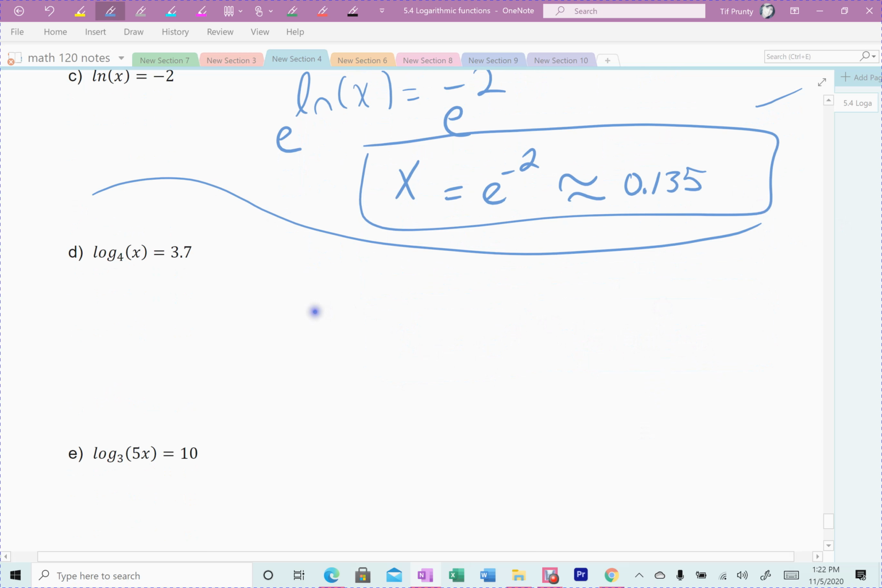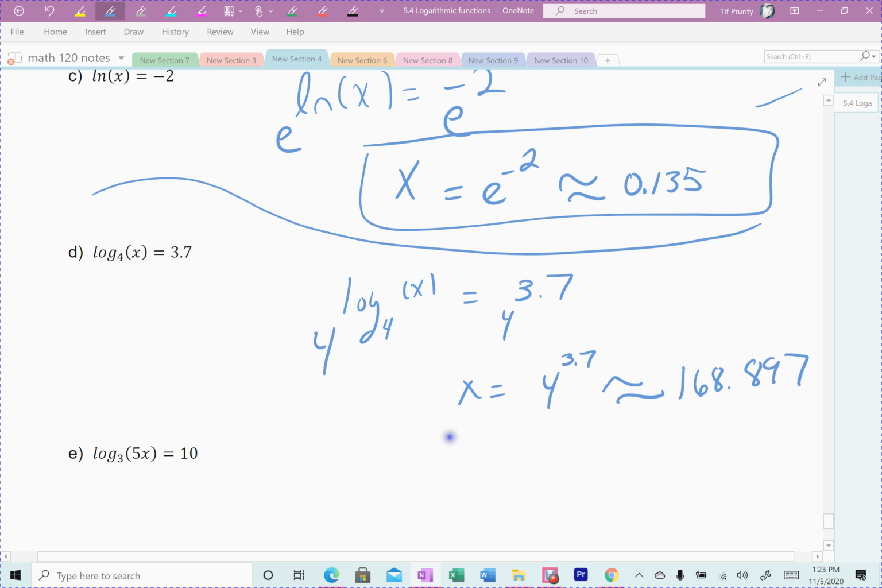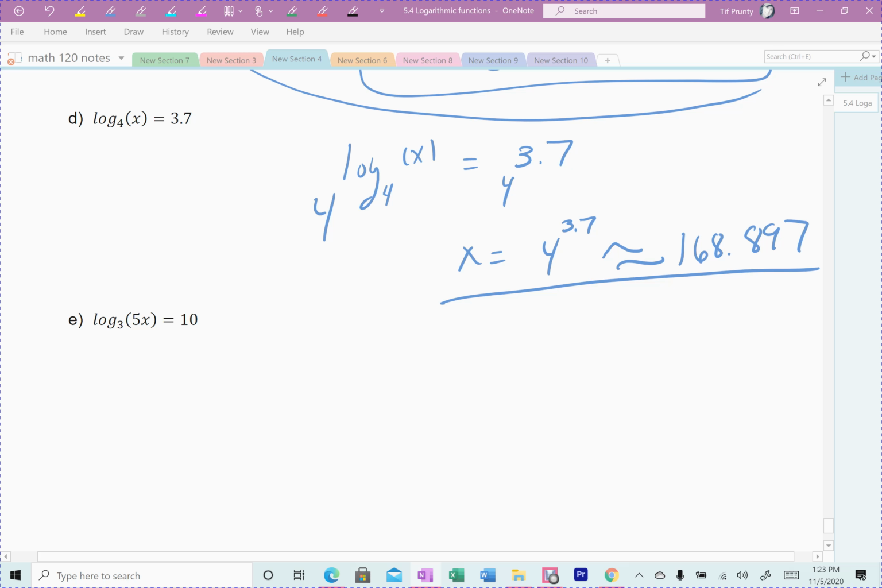Alright, next example. Log base 4 of x is equal to 3.7, so it's base 4, so I raise both sides to the 4. That side cancels out, so x is equal to 4 raised to the 3.7, which again I'm going to find my approximate answer. So 4 raised to the 3.7 comes out 168.897 if I round to 3 decimal places.